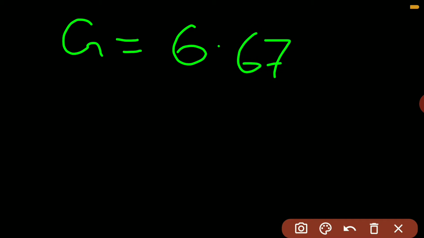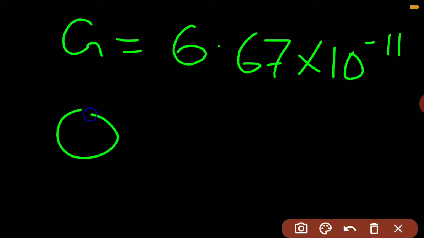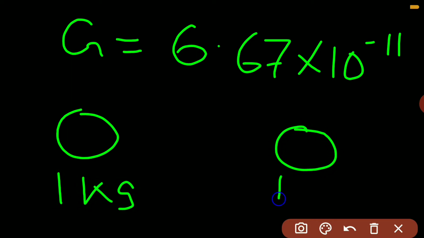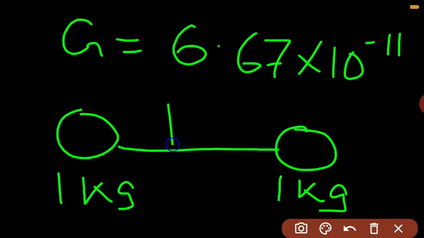So the value of G becomes 6.67 into 10 to the power minus 11, right? This value is given in your book. This value is true only for two objects of equal size having 1 kg each, the masses are 1 kg, and the distance between them is 1 meter, and the force between them is 1 Newton.